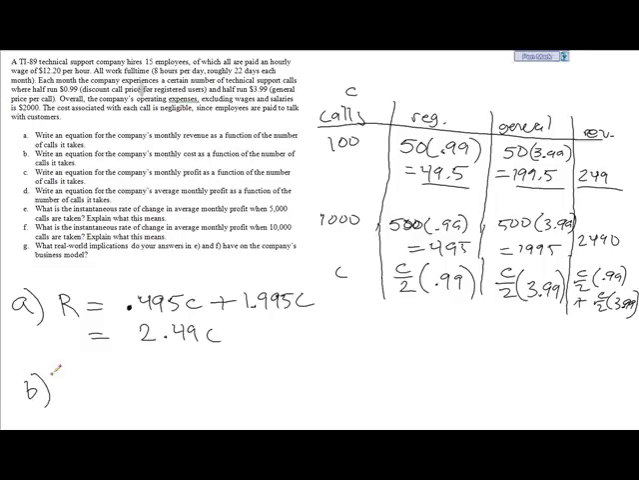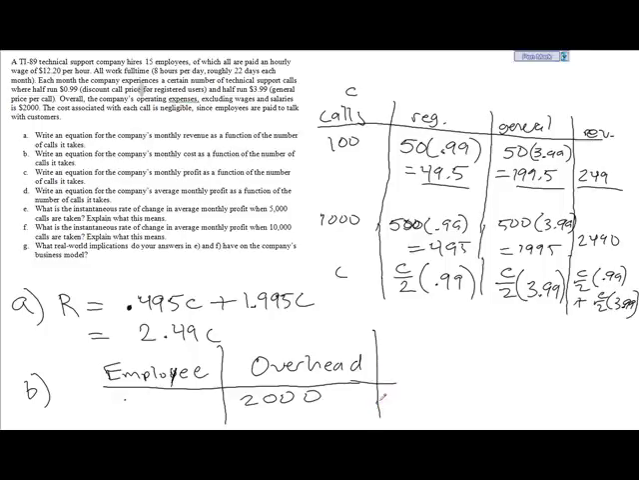In part B, we want to write an equation for the company's monthly cost as a function of the number of calls it takes. Okay, well, what kind of costs do they have? Well, they have employee costs because they've got to pay them. They also have overhead, which is just the $2,000. So every month they're going to be responsible for $2,000 in overhead. We'll calculate the employee costs in a second.